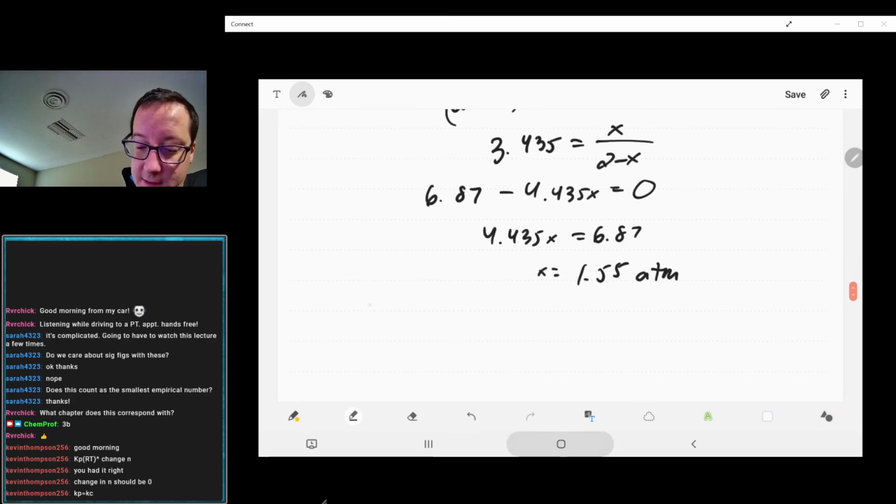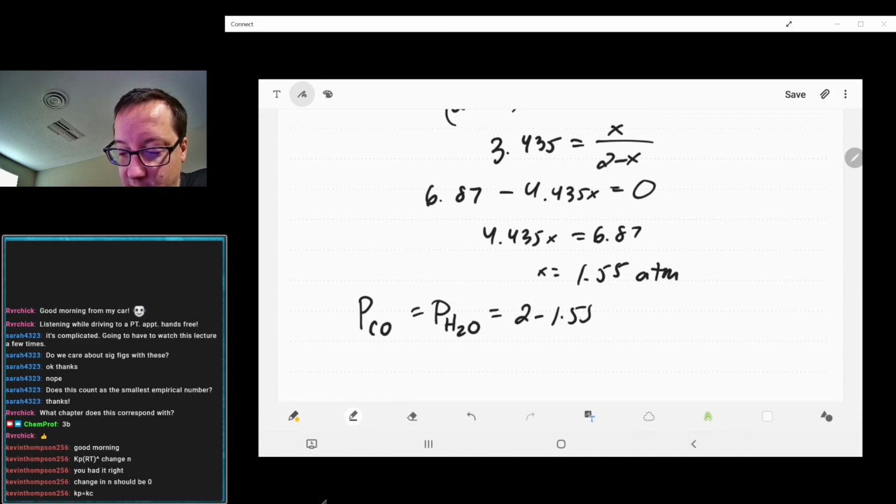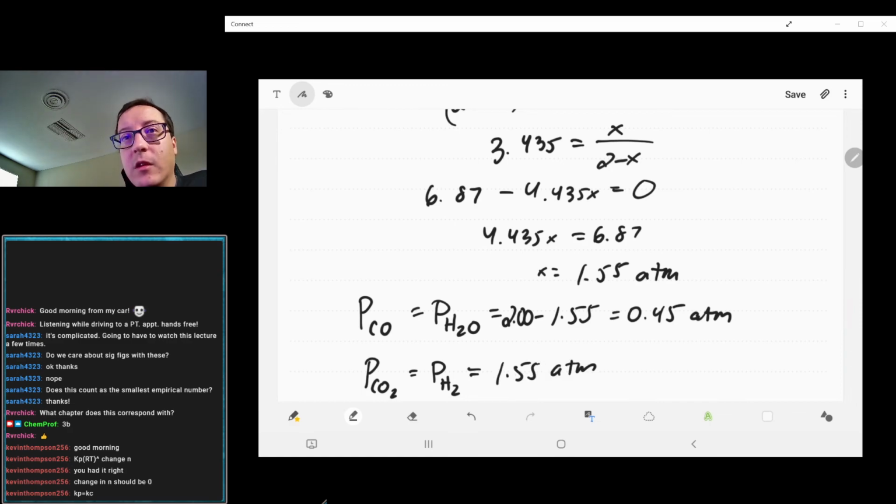So that tells us that the pressure of our reactants will be 2 minus 1.55. I guess I should put our correct sig figs in there. And then for the products, it's just going to equal 1.55 atmospheres. So that's a little easier of a problem to do because we don't have to do any quadratics. We can just square root stuff and poof, solve for x, and we'll have our answer.